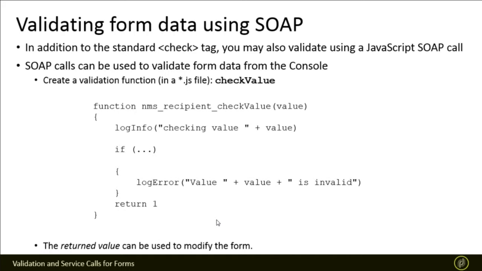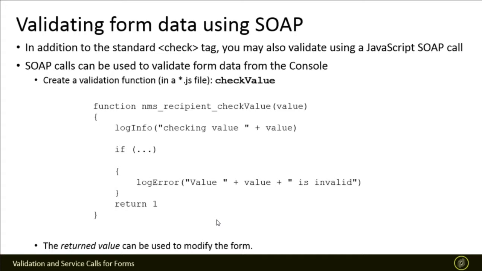So when this function executes, and by the way, NMS is the namespace, underscore recipient, where recipient is the data type, and then underscore is the method definition itself. So in this case, it's checkValue. And you see it's passing in a value from the form as well. This function will write an entry into the log, checking value, and then will display the value that's being passed in. It does an if statement to look for a particular value. If the if statement is false, then it will log an error into the log. If it's true, then we'll return 1.